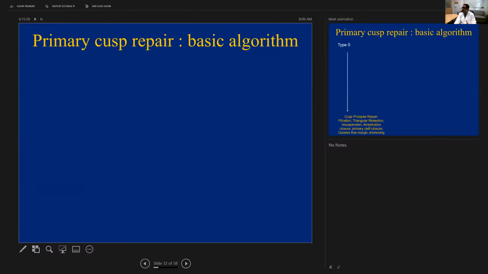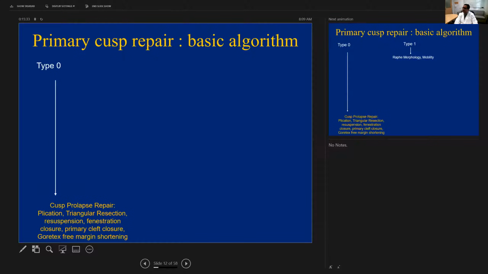So the basic algorithm I'll go through for primary cusp repair. In a type 0 bicuspid valve, all type 0 bicuspid valves with AI can be more straightforwardly approached for primary cusp repair. You can repair the prolapse cusp using plication, triangular resection, resuspension, free margin shortening. I'll give you examples of all this, but all these things can be more straightforwardly approached for type 0.